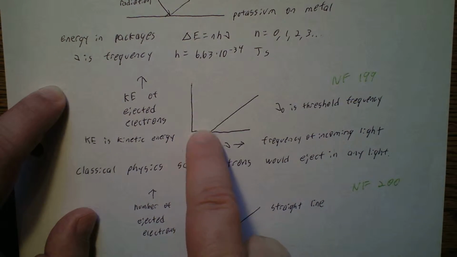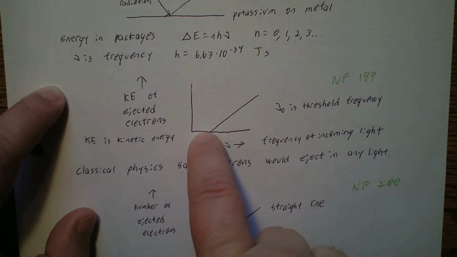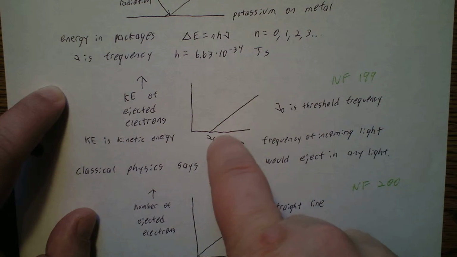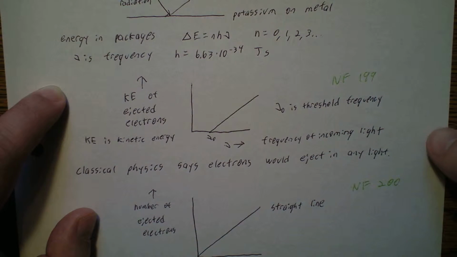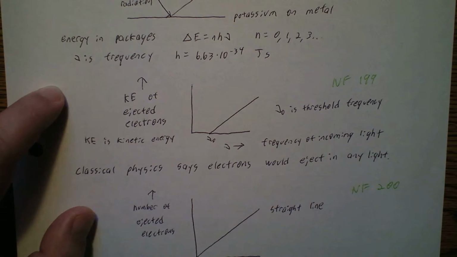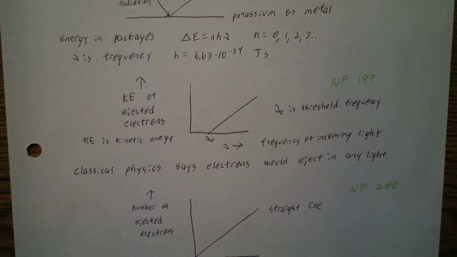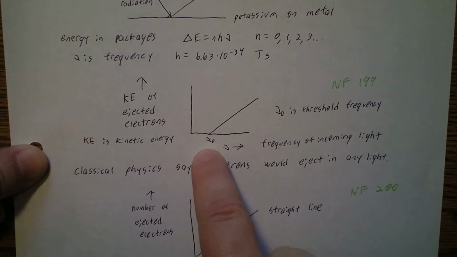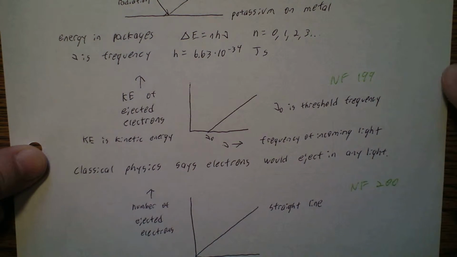So if you had low frequency light, no electrons came off. Then when you had higher frequency light coming in, you would get more energy for each electron coming off. So there was some sort of threshold frequency, like a minimum frequency, to knock an electron off the potassium. We call this nu naught the threshold frequency.